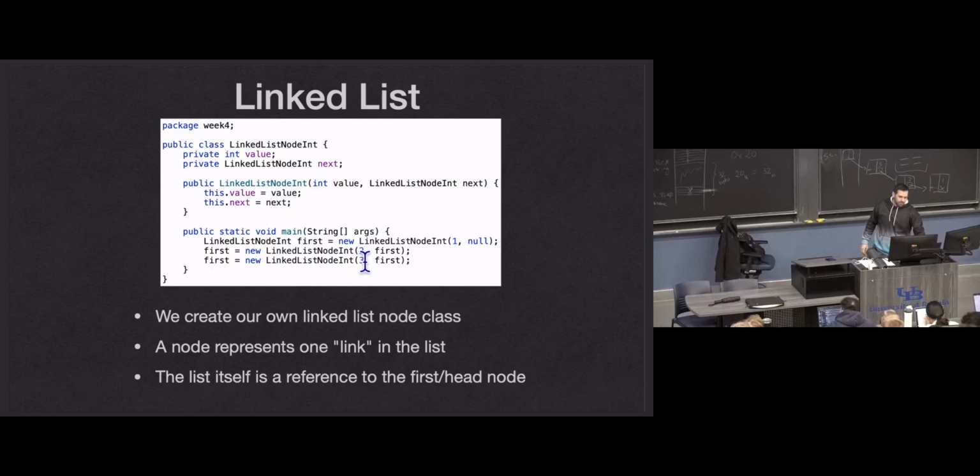I want to remove the element 3. Even if there's 1 billion elements after this, I say first equals first.next. I'm done. That's it. So we call that an O of 1 operation, constant time. Doesn't matter how big the list is. All I had to do was manipulate one reference in one node, and that's it.